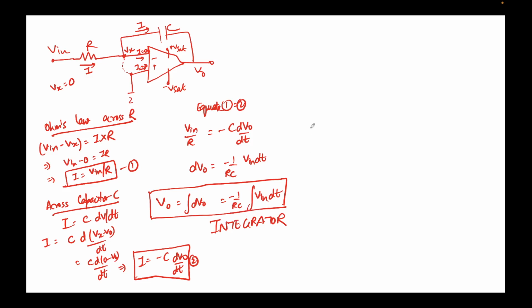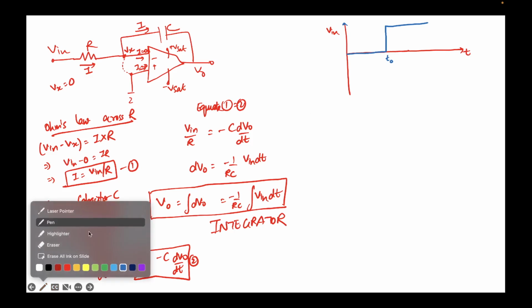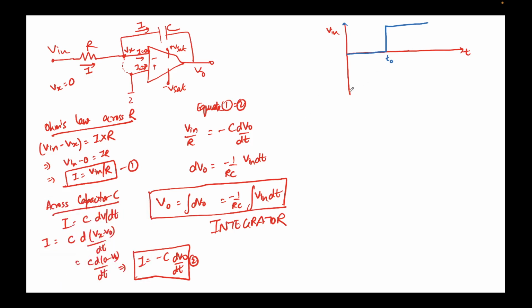So now if we go back to our question, we were given that the input waveform looks something like this. This is V in, this is your time, and the input waveform looks something like this. It's a step function, and this time is t naught. Now we are required to find out how the V output waveform looks.